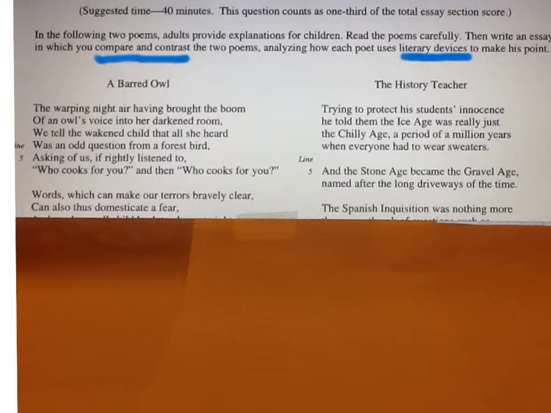So you can describe the changes in format, the different themes of each. Of course, always remember to talk about the themes of the poems. And you can look for sound devices, figurative language, imagery, diction, all of those types of things.